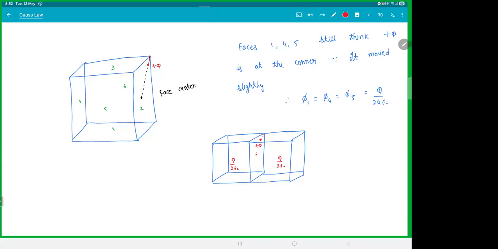Is that making sense? That means the flux through face 1 plus 2 plus 3, 4, 5, and 6, the sum must be q by 2 epsilon. And flux through 2 will be 0. Why? Because the charge is touching the surface. That statement we just now made. Flux through 2 is 0 since the charge is on the face. Charge is in contact with the surface.